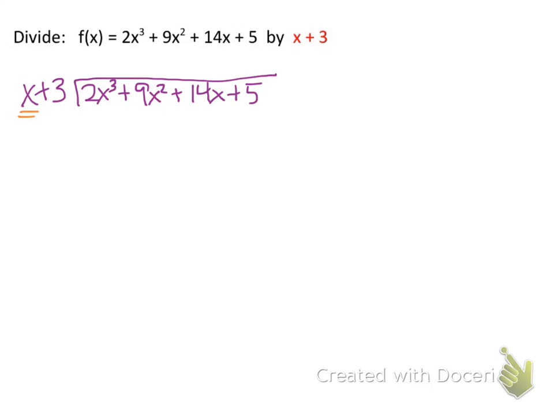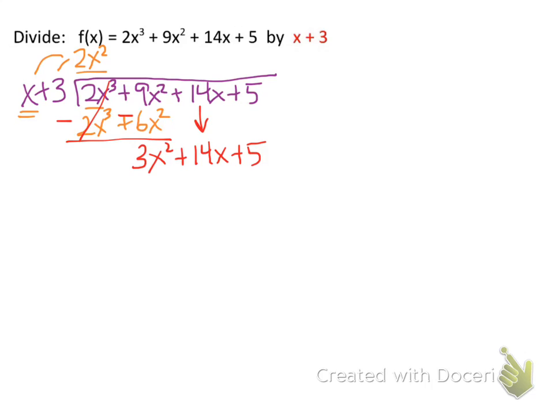And so I'm going to ask how many times, or x times what, would give me 2x to the third. And so x times 2x squared, and then I'm going to multiply that 2x squared by both those terms. So 2x squared times x gives me 2x cubed. 2x squared times 3 gives me 6x squared. And then similarly to long division of integers, we're going to subtract. And so my first term cancels. It becomes 0. 9x squared minus 6x squared is 3x squared.